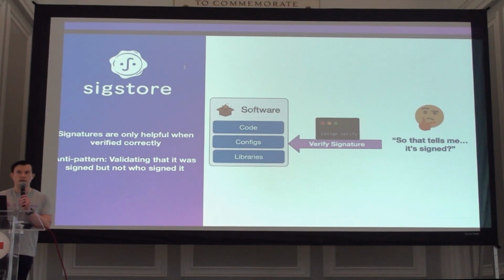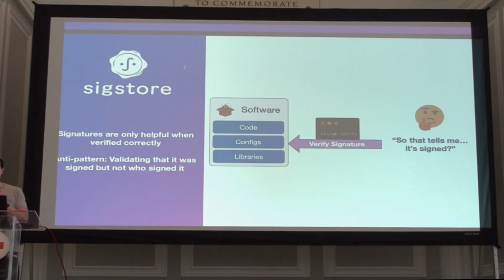Sigstore is an open source project under the Linux Foundation to make sure that signing is easy. And what that allows us to do is verify that software hasn't been tampered with, essentially. There are some bad anti-patterns, probably from the years of using GPG keys to sign. One of those things we've accumulated over time is that we don't verify who signed things, we just verify that they're signed.